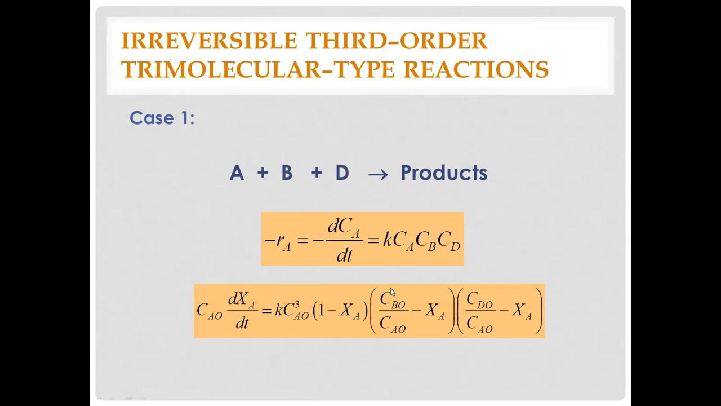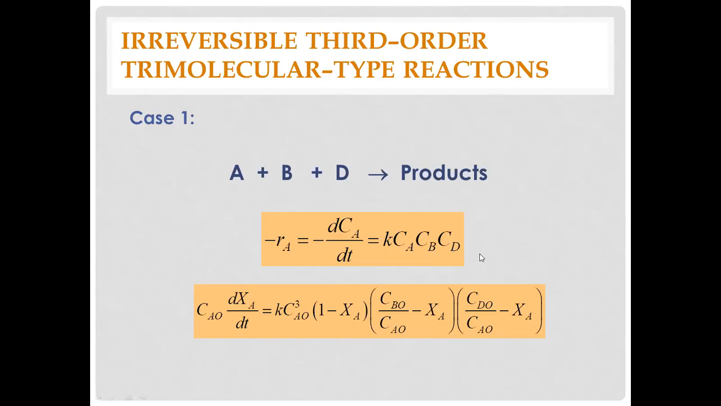Now, if it's elementary, it follows that your right side should be k, C sub A, C sub B, C sub D. And you can change the C sub A here to C sub AO, quantity 1 minus XA. The C sub B will be C sub BO, quantity 1 minus XB. Your C sub D will be C sub DO times the quantity 1 minus X sub D.